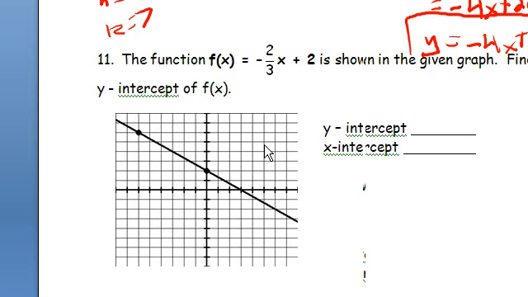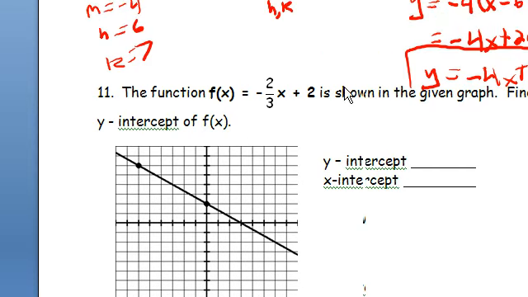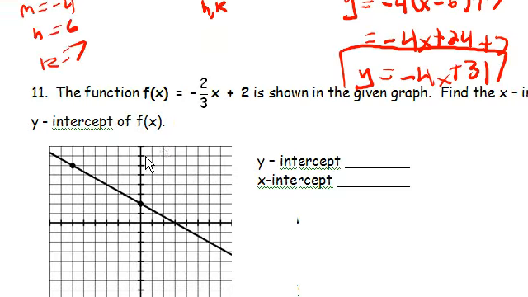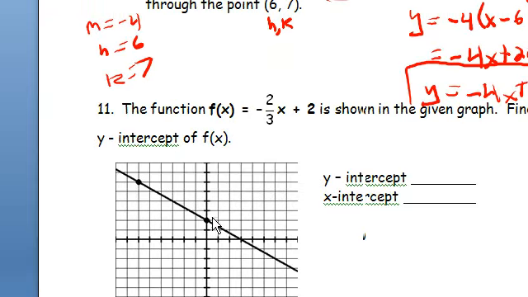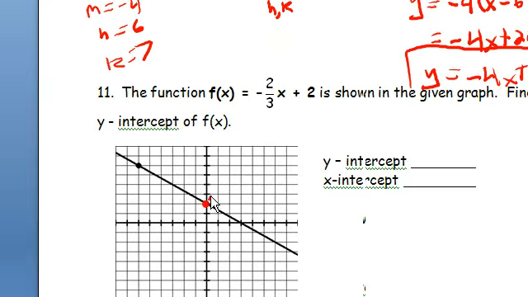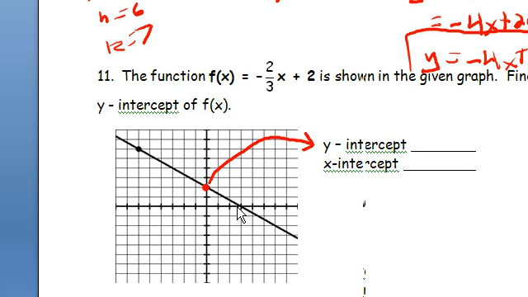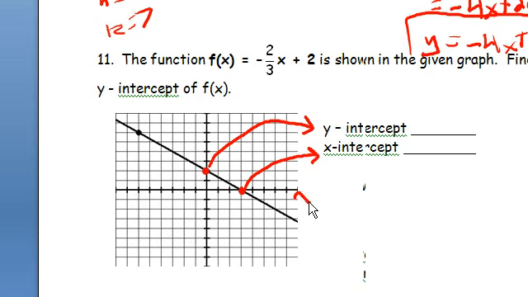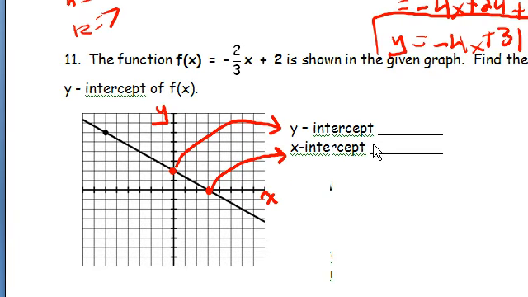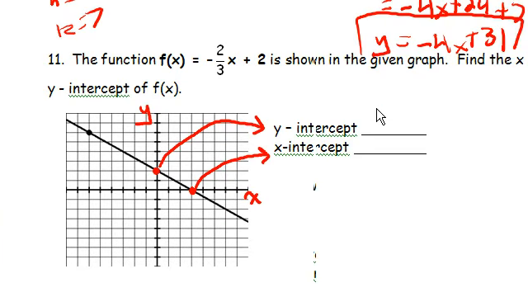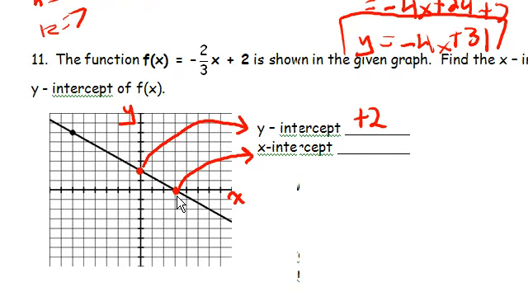f of x equals negative 2/3 x plus 2. Find the x and y-intercept. Well, here's the y-intercept, and here's the x-intercept. How do I know that? Well, this is the x-axis, this is the y-axis, and I'm just trying to figure out where they intercept. So this one intercepts at plus 2, this one intercepts at plus 3.